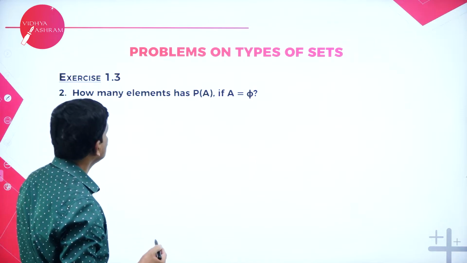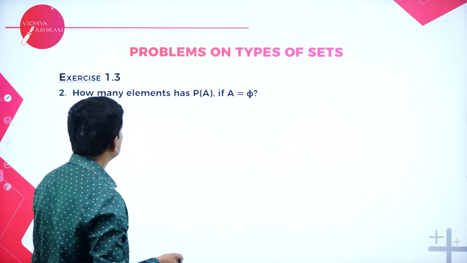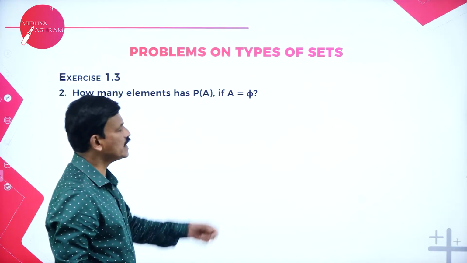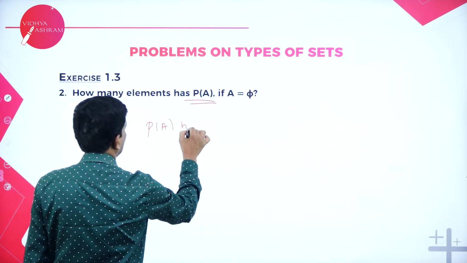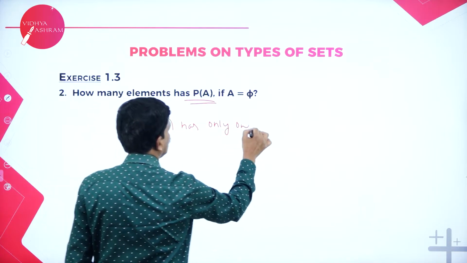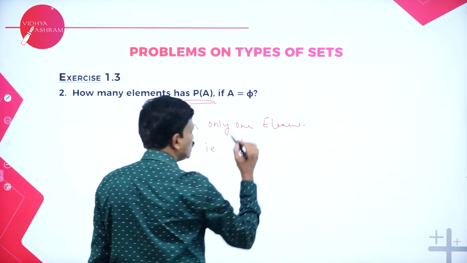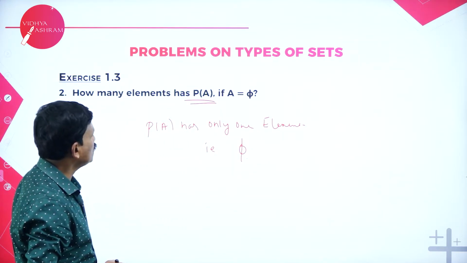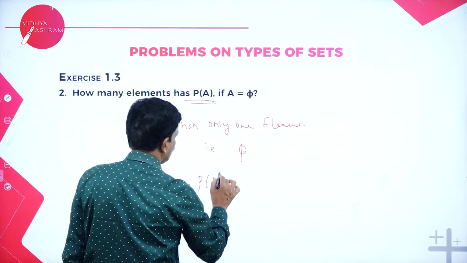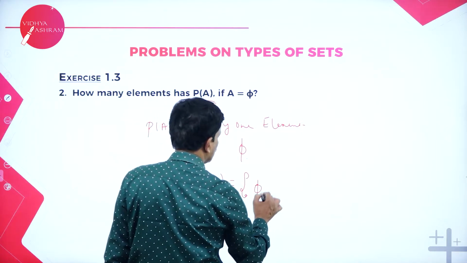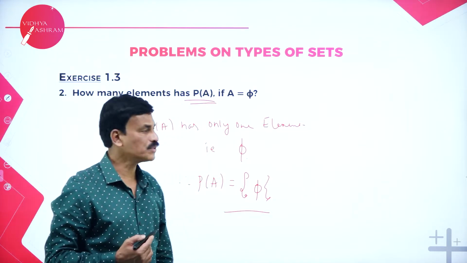How many elements has P of A if A is a null set? If A is a null set, then P of A, the power set of A, has only one element, and that element is a null set. So P of A has only one element, that is a null set. That's it. Now let us come to the next problem.